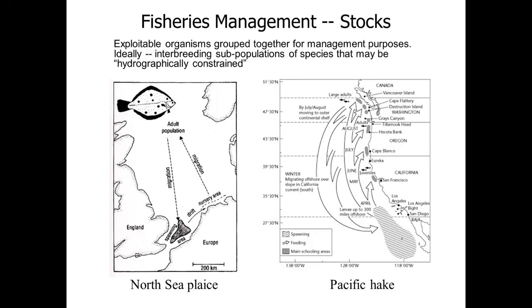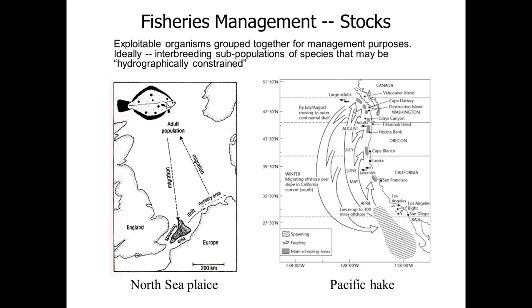Well, the first idea is, again, this definition of stocks that I talked about in the beginning. A stock is a group of exploitable organisms that is physically or hydrogeographically constrained. So that means it's defined by both a species and a geographic area. This is the typical unit at which management efforts are directed. It's the exploited population, or the stock. An essential aspect of assessing fisheries resources is to identify these stocks and determine how isolated they are from other stocks of the same species. For example, you can have the North Sea plaice or the Pacific hake.